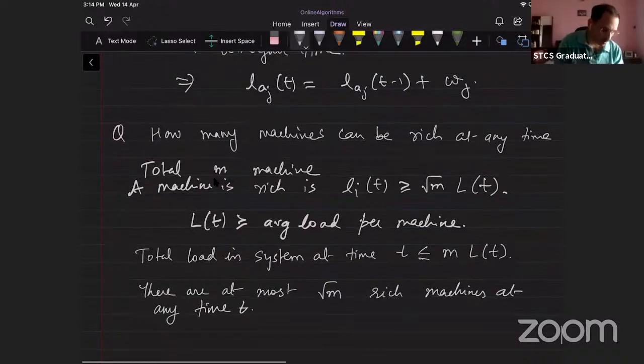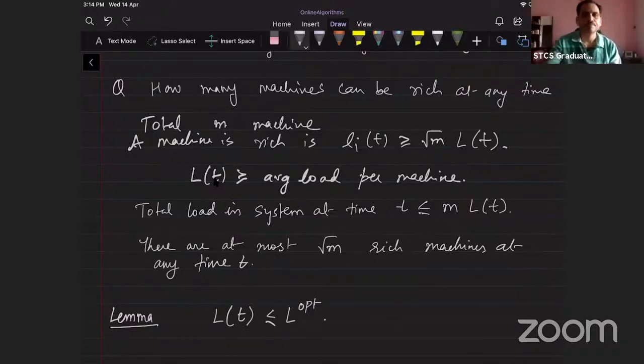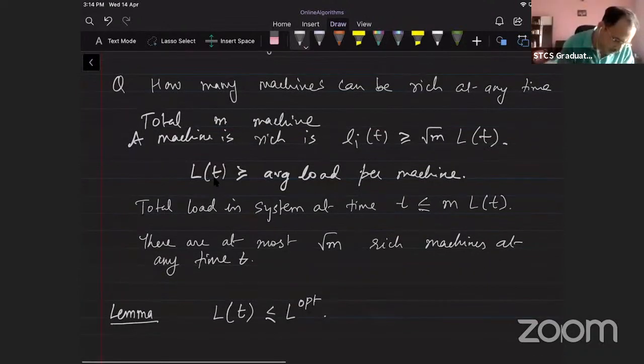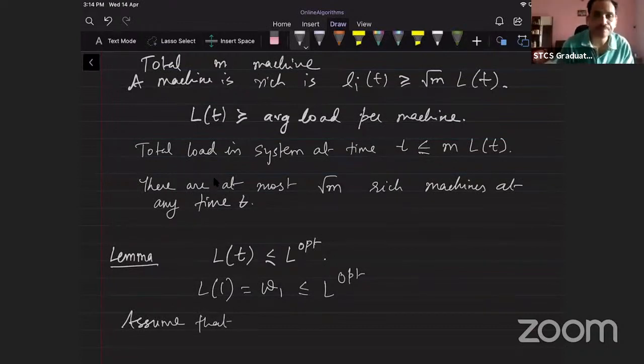Okay. Now, simple lemma. Claim is that L(t) is always less than or equal to LOPT. This is true on the first job arrival because L(1) is just equal to W1, which is clearly less than or equal to LOPT. So assume that this is true for some time t. We'll try to prove it for the next time.